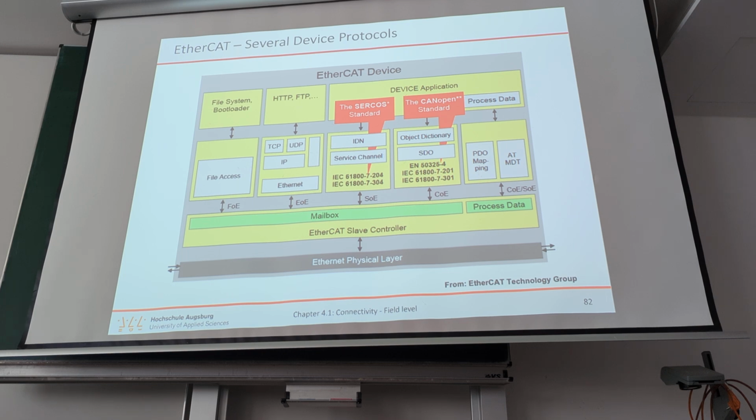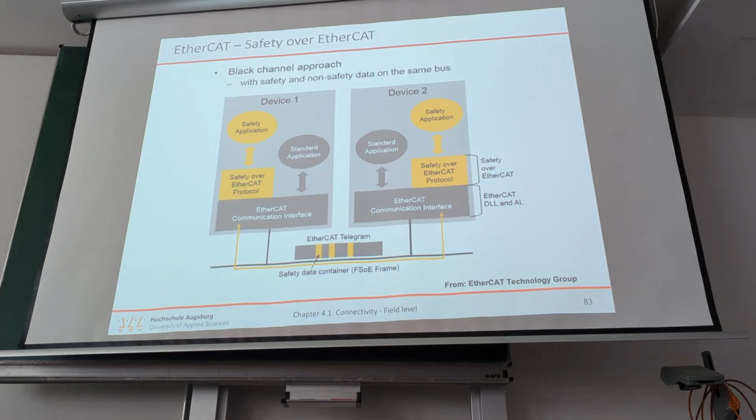They just integrated the two standards in these Ethernet devices. And yeah, that's basically how EtherCAT was able to ramp up very fast, because we just copied technologies. Then there's one additional thing that is important in the automation industry, and that is safety.